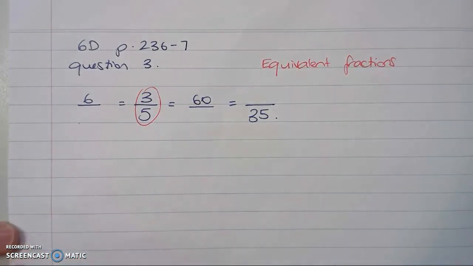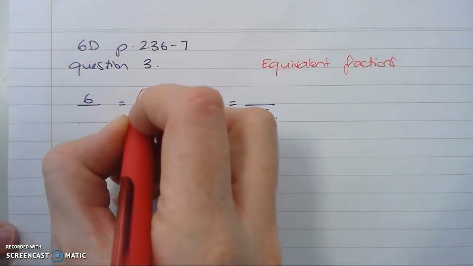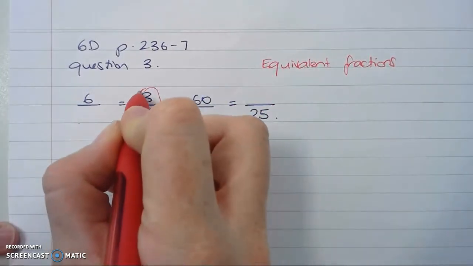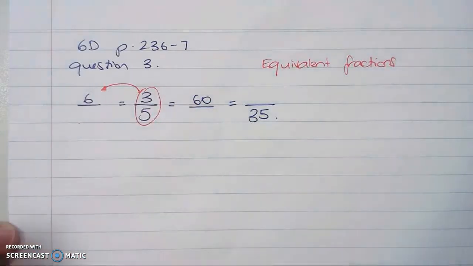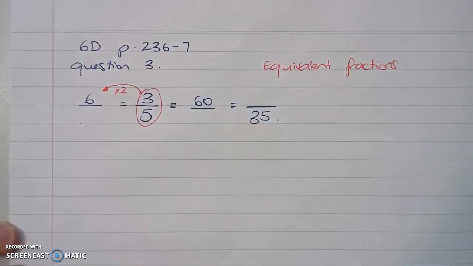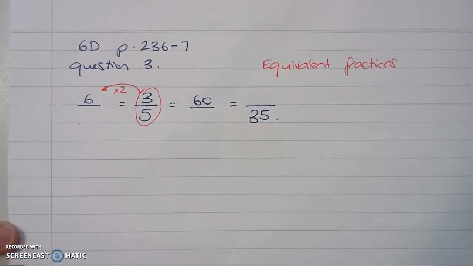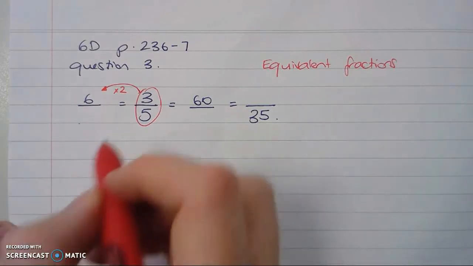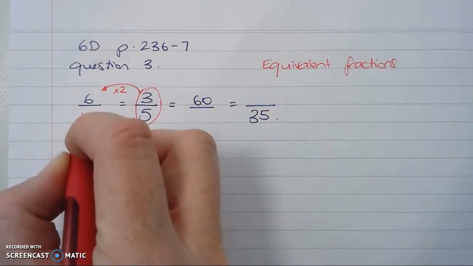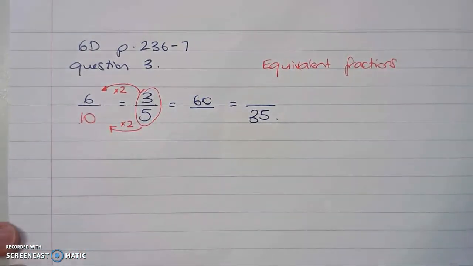All you need to ask yourself is, what have I done to this numerator here, or what are you going to do, to change it into this numerator here? And you have changed 3 to 6 by multiplying it by 2. So the golden rule, of course, is whatever you do to the numerator, you do to the denominator. So I'm going to times that by 2, and that gives me my missing denominator, and my fraction is 6 out of 10, or 6/10, which is equivalent to 3/5.